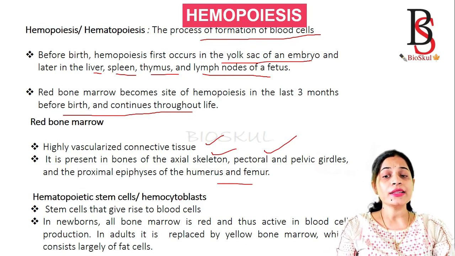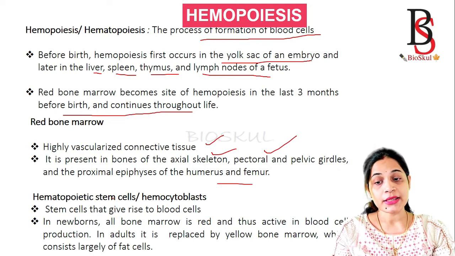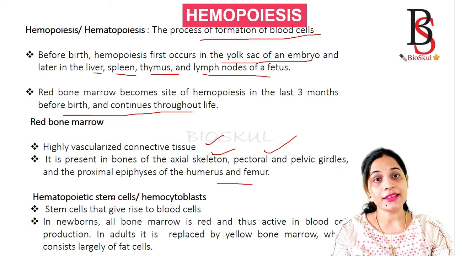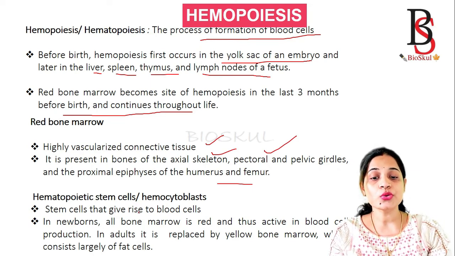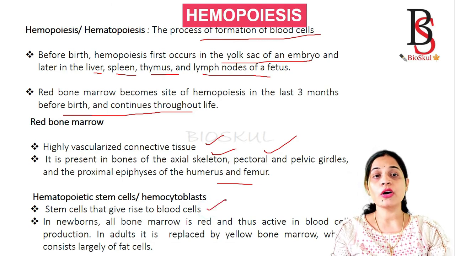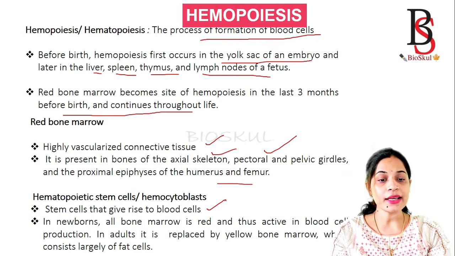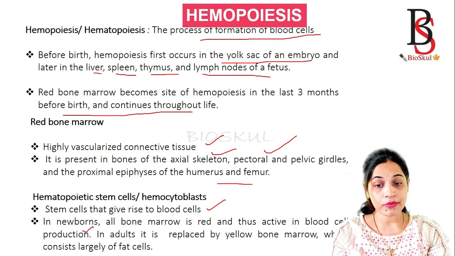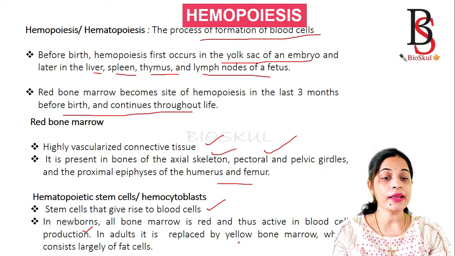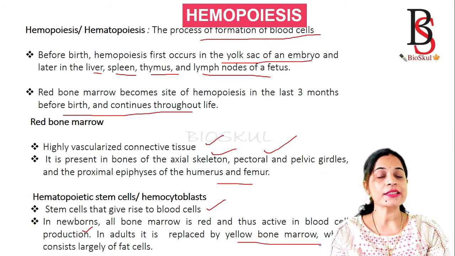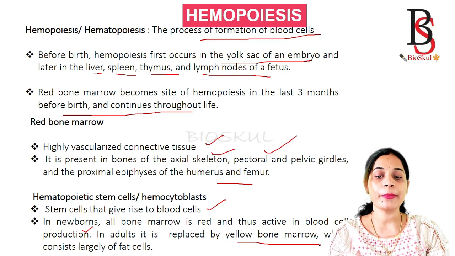Then, what are hematopoietic stem cells? Hematopoietic stem cells are the stem cells which give rise to the blood cells. In newborns, all the bone marrow is red and thus active in blood cell production. In adults, the red bone marrow is replaced by yellow bone marrow, which consists largely of fat cells.